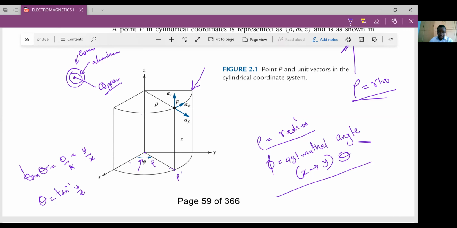So we were saying that this is the radius. This is the azimuth angle, and from the base going up, that is the z. And these are the three dimensions of the cylindrical coordinate system.